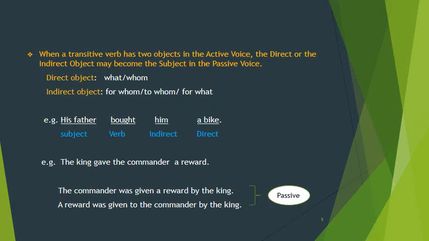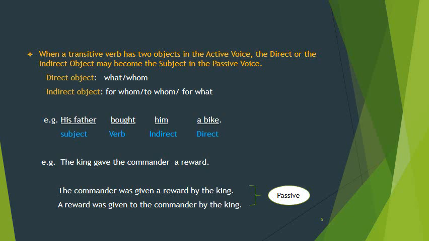When a transitive verb has two objects in the active voice, the direct or the indirect object may become the subject in the passive voice. But what is a transitive verb?